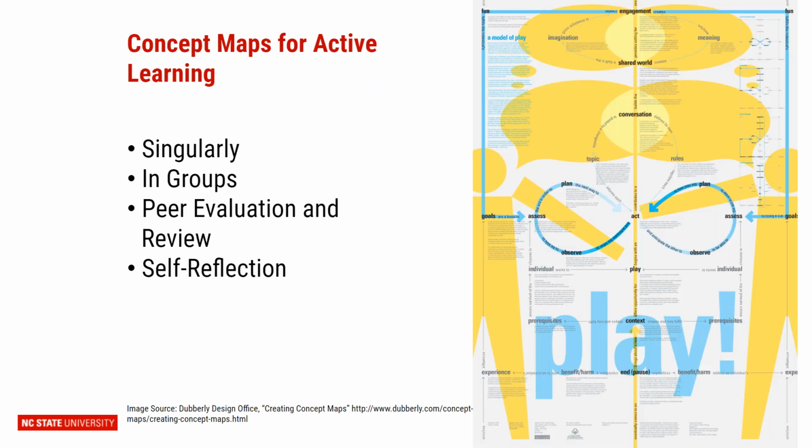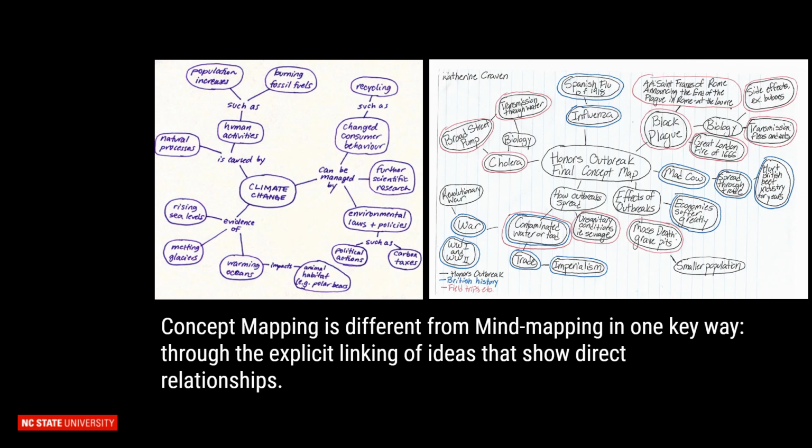Concept mapping is great for active learning and can be used individually or within groups for peer evaluation and review and/or for self-reflection. Concept mapping is slightly different from mind mapping in one key way: through the explicit linking of ideas that show direct relationships. Mind mapping is particularly useful for generating ideas and working in larger groups where the details and specificity of concept mapping might be less important.